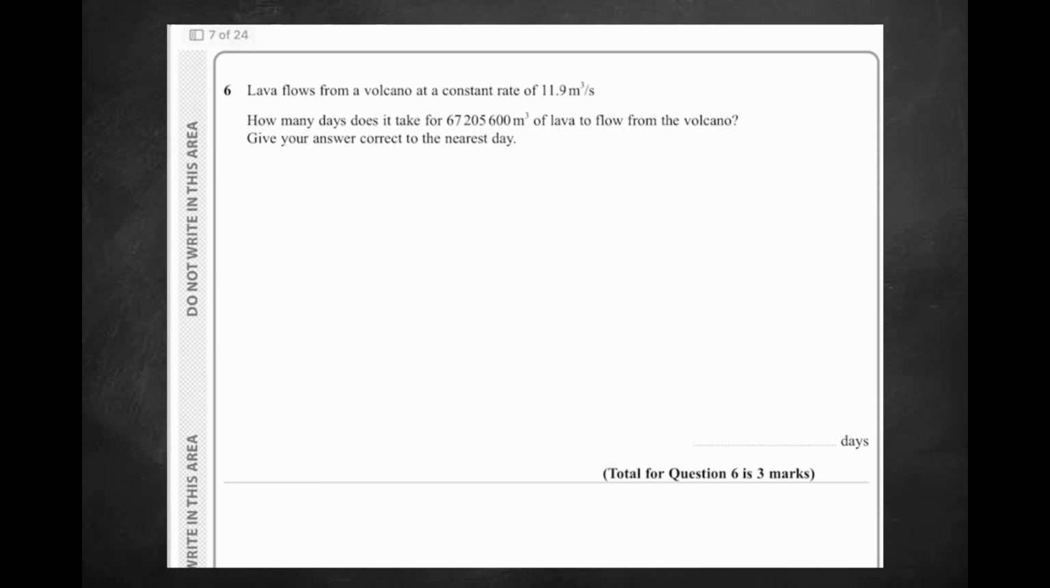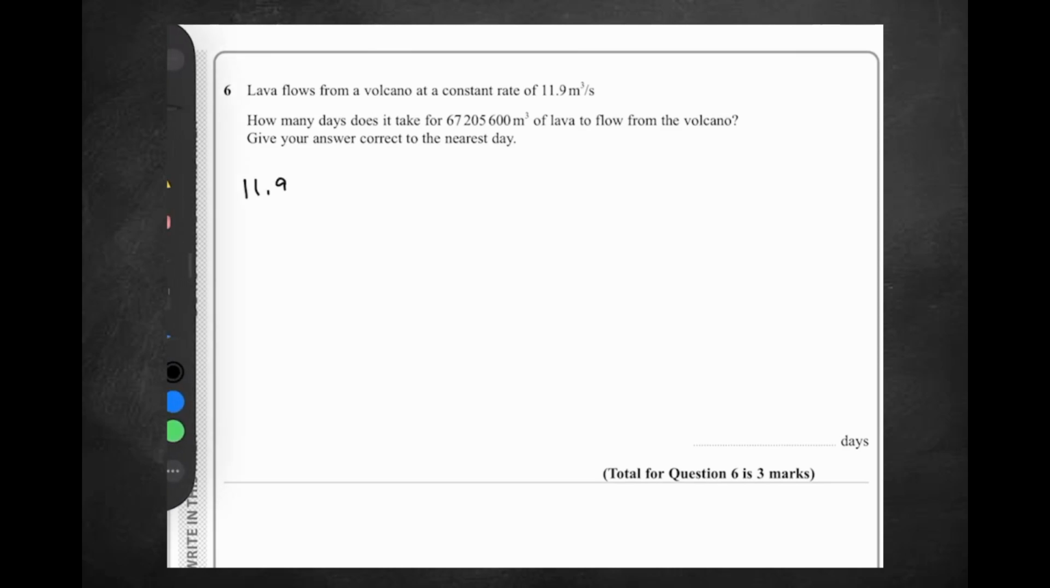Question number 6. Lava flows from a volcano at a constant rate of 11.9 meters cubed per second. How many days does it take for that amazingly high amount of lava to flow from the volcano? Give your answer correct to the nearest day. So 11.9 meters cubed per second. How many days does it take for 67,205?